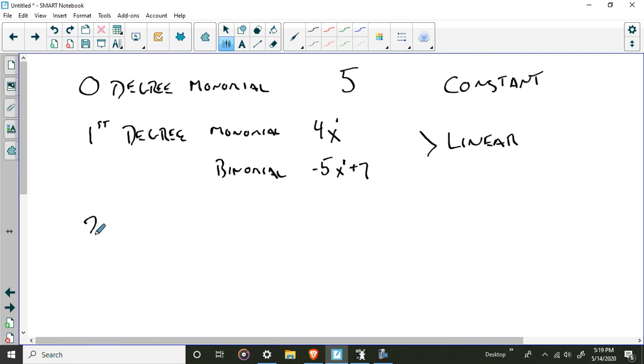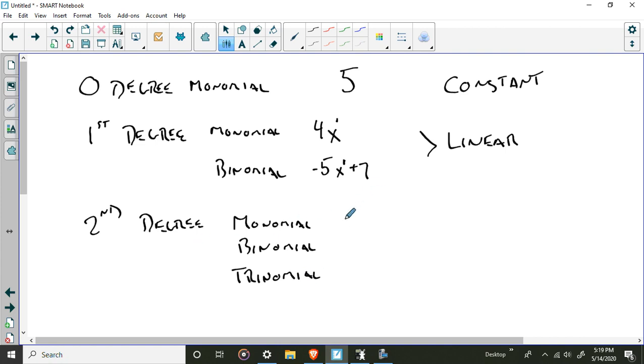Second degree, again by the highest exponent, we could have a monomial, we could have a binomial, or we can have a trinomial. Right? Those are our options. So a second degree monomial would be x squared. One term. Binomial, 2x squared plus 3, right? 2 terms, binomial. Or trinomial, like we said, 16x squared plus 32x plus 5, right?